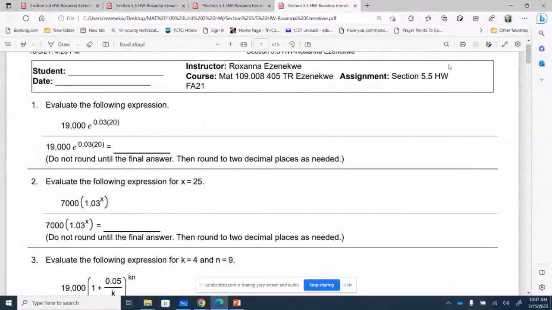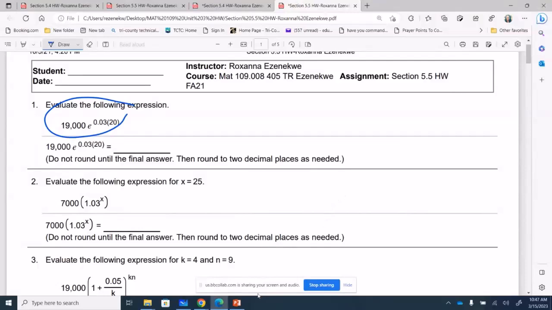Evaluate. We already talked about this one. We already talked about this. The ones we talked about, we're not going to be wasting time on them. So, any questions so far? Is there any question? Evaluate the following expression. All you have to do is put this in your calculator, and everybody can do this. We still have time, so let me put this in my calculator.